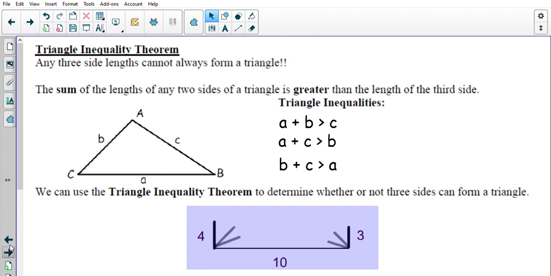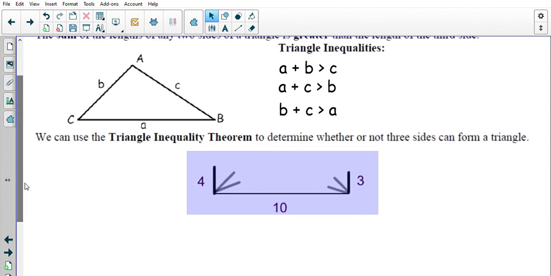In fact, any three side lengths cannot always form a triangle. For example, if I have side lengths of 10, 4, and 3, maybe it's inches, meters, feet, whatever, these three side lengths cannot form a triangle. So if this is my 10 inch side here, this one's 4 inches, and then I try to connect a 3-inch side to that, there's just no way to connect these. Even if I shift the angles a little bit, you can see that we're playing around with that. There's just no way to connect these endpoints or these sides together without creating a fourth side. So not all three side lengths can form a triangle.